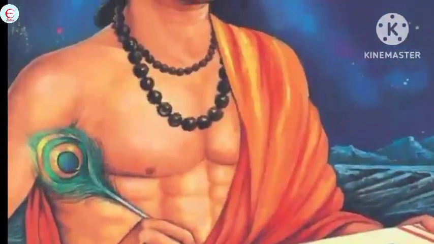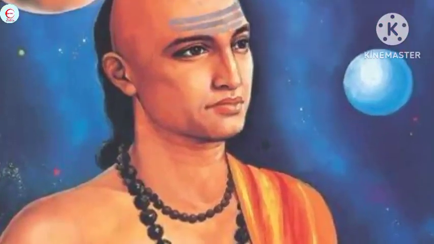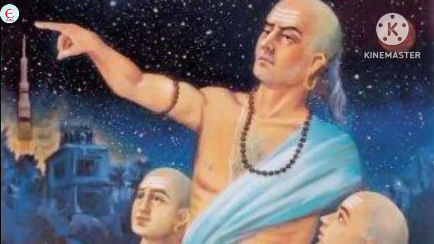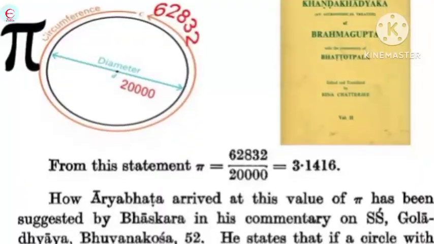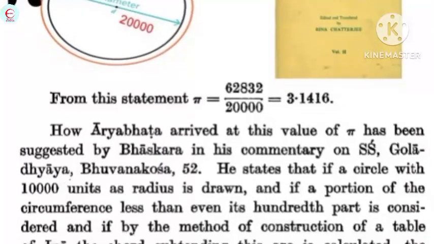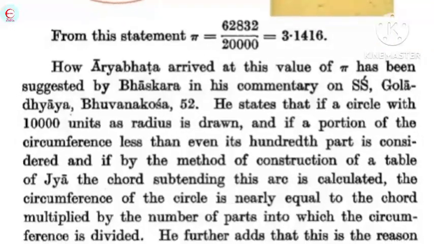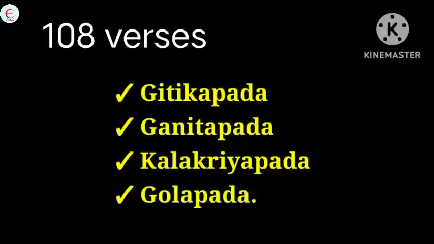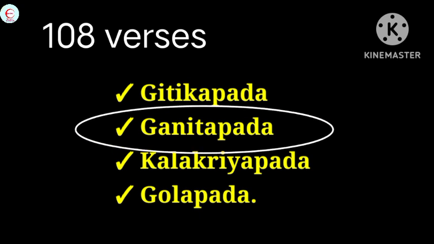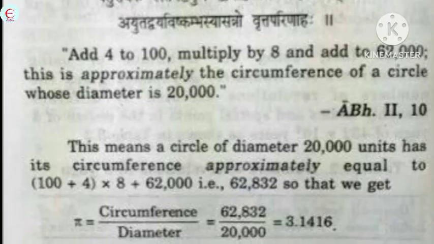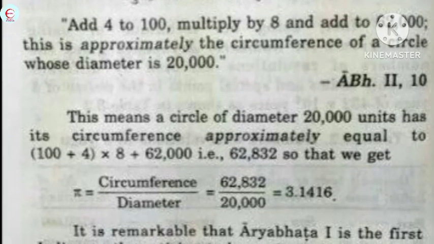But to our surprise, Aryabhatta, the great Indian astronomer and mathematician, discovered and worked on the concept of pi long before the Western world was even aware of it. The Aryabhatiya, written by Aryabhatta in Sanskrit, consists of 108 verses divided into 4 padas or chapters. The second pada, called the Ganita pada, which means mathematics, shows the concept and approximate value of pi as 3.1416, much closer to the one we use today.